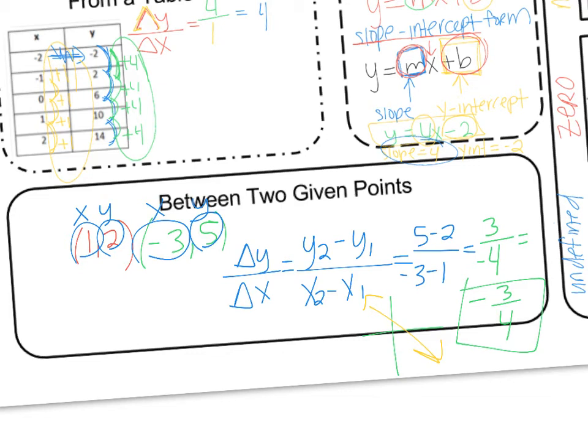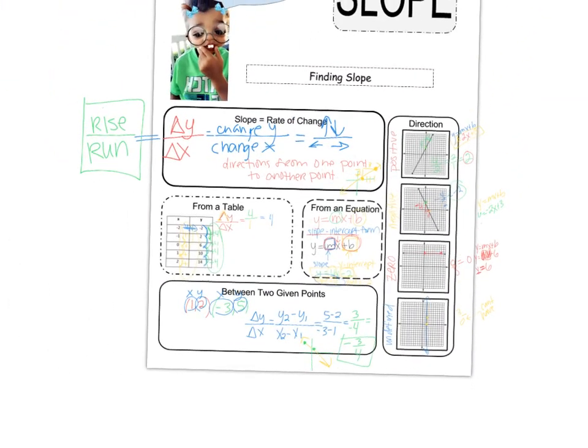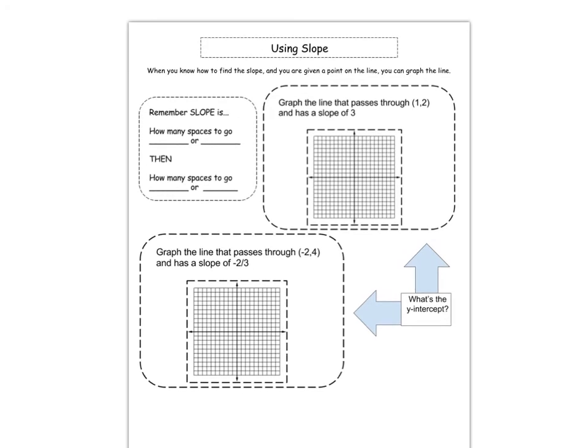And if you think about where these coordinates would be, I have coordinate 1, 2, so maybe right here, and my other coordinate is negative 3, 5, so it would be up there. So that makes sense. Okay, so all of that is finding slope. So let's look at using slope.